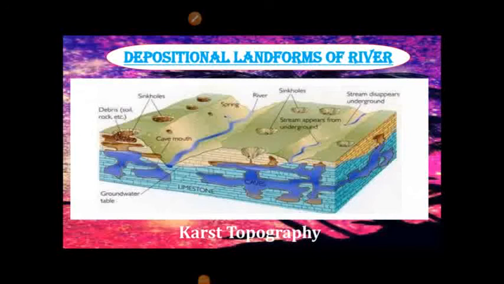Karst topography. As an agent of gradation, underground water creates distinct landforms in limestone regions called karst topography. Groundwater is an active agent in limestone regions. Karst topography is formed due to the dissolution of soluble rocks such as limestone, dolomite, and gypsum.